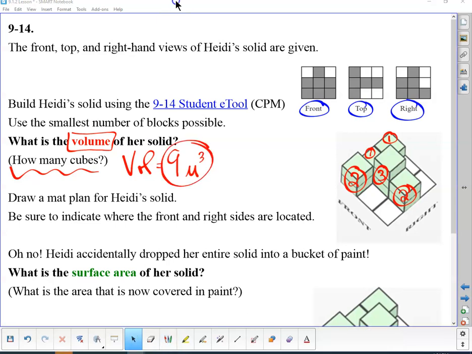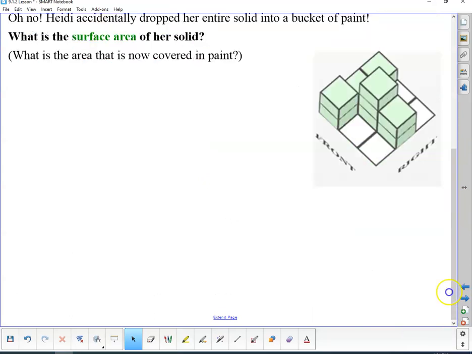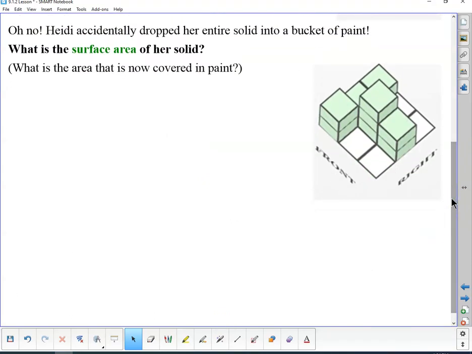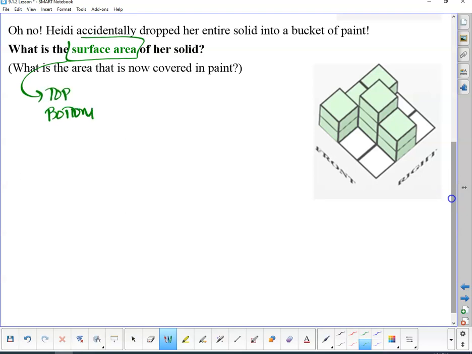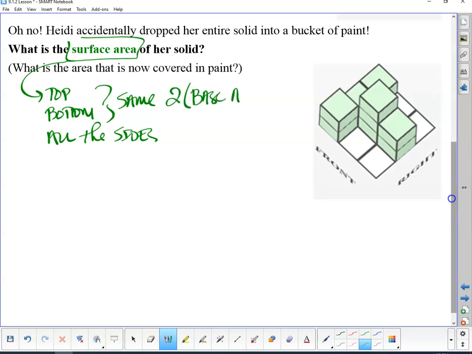So that part's done. Then Heidi goes and gets all klutzy and drops it in the paint. Now this is the more difficult part, but if you've got that 3D animation set up, you can look at how many surfaces you're actually painting. Remember, we've got a top and a bottom, and all the sides. That's what you want to remember regarding surface area. Now the good part is the top and bottom are the same, so we really have 2 times whatever we call the base area.